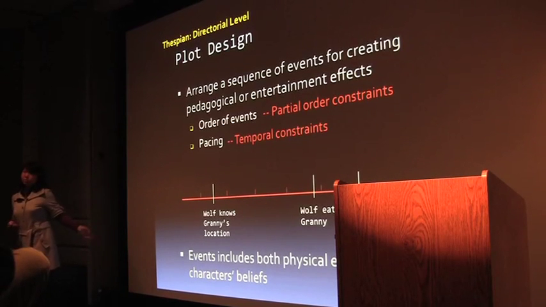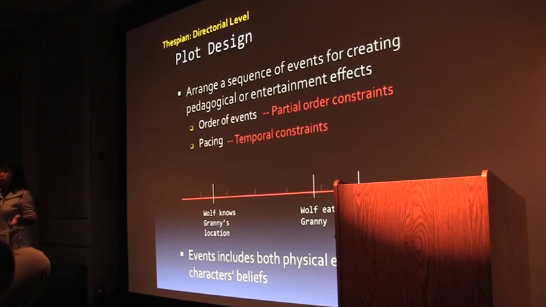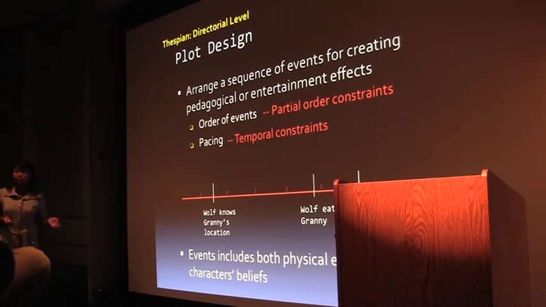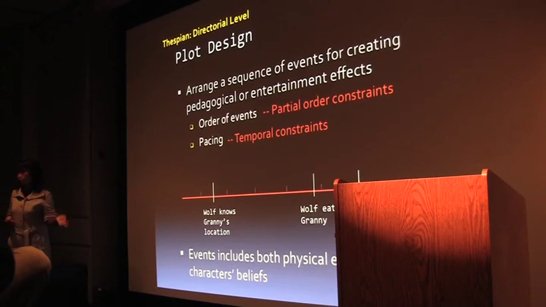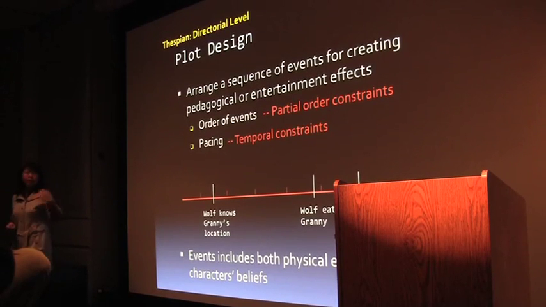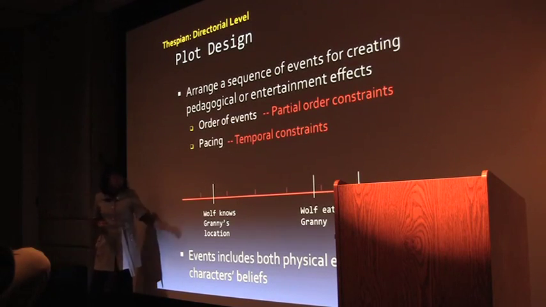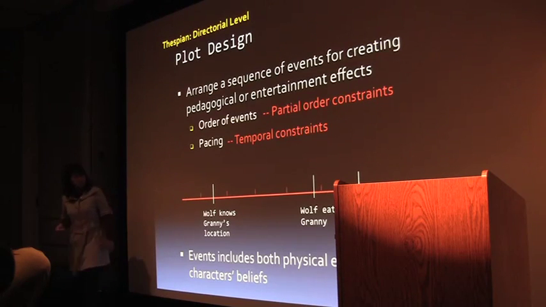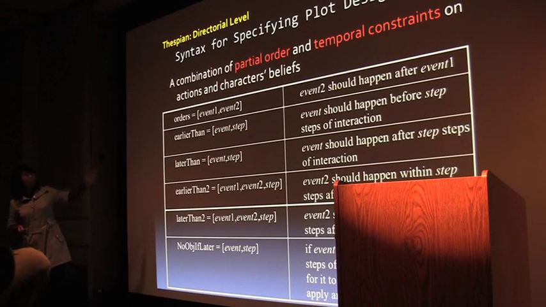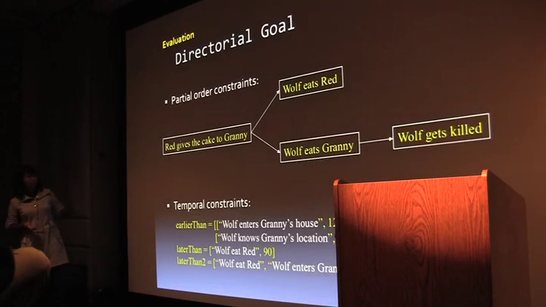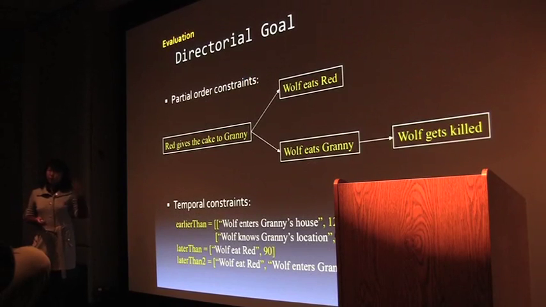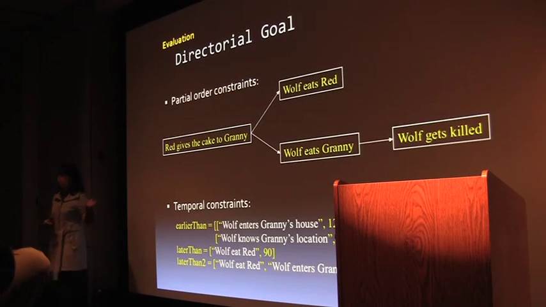By events, I mean not just physical events, such as the wolf eating Little Red Riding Hood or the wolf getting killed. It also includes beliefs and character status. This would be a perfect example for that: the wolf knowing a certain piece of information can be an event too. We shouldn't get into the details, but there is a certain grammar for enabling the author to specify these relationships.